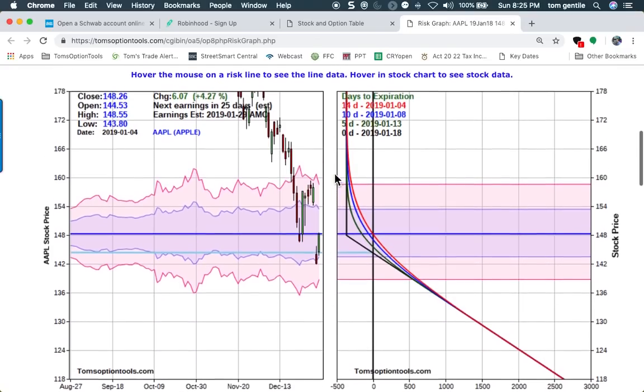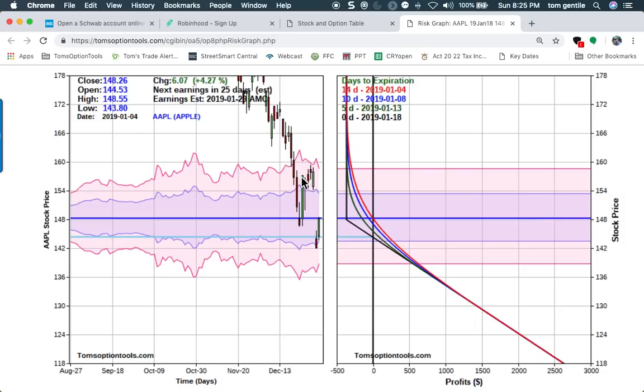Now, if you notice here, the risk graph changes. As Apple continues, if it does continue to go down, notice what happens. This particular graph makes money as the stock goes down. If the stock were to go higher, the most you could lose is that $365, what you put into the trade, no matter how high the stock could go.